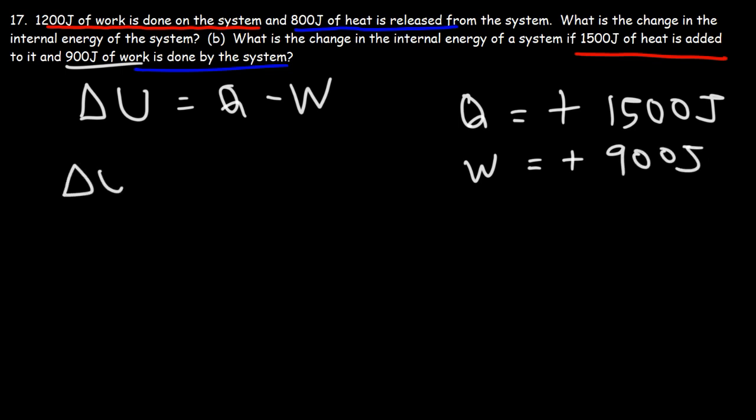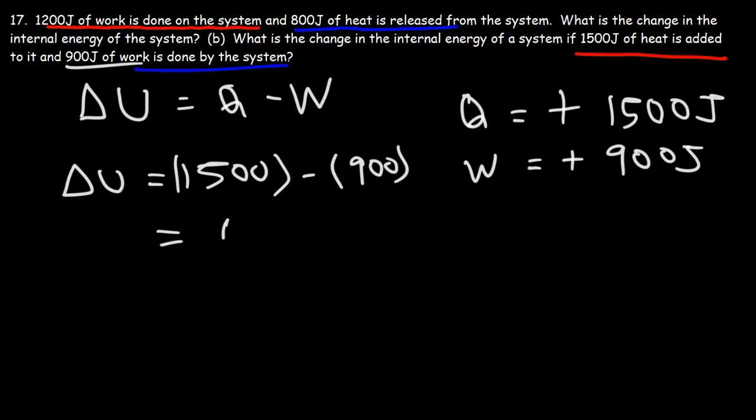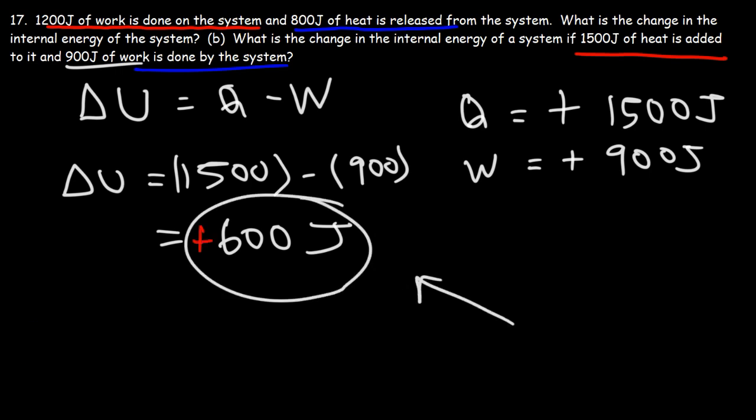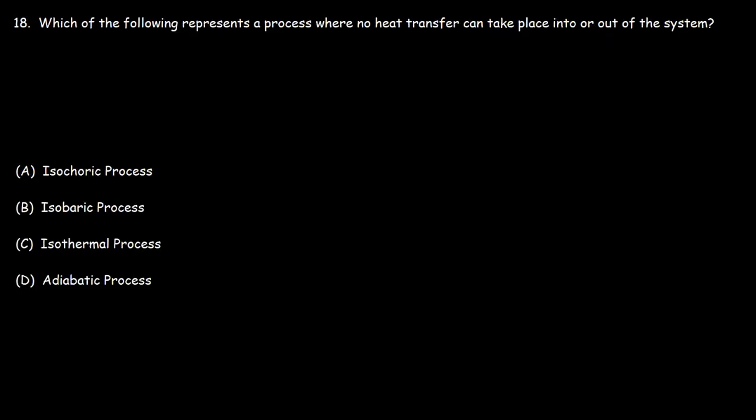So delta U is going to be 1500 minus positive 900. So 1500 minus 900 is 600. So the internal energy of the system increases by 600 joules. So that's the answer for part B. Number 18. Which of the following represents a process where no heat transfer can take place into or out of the system? So let's go through each one.